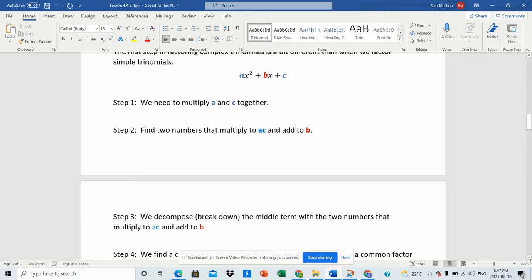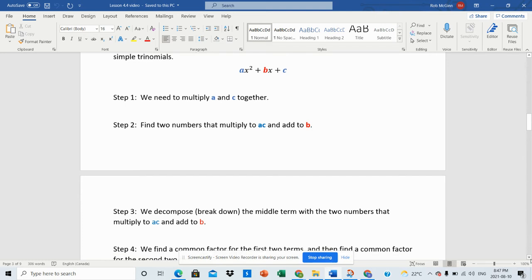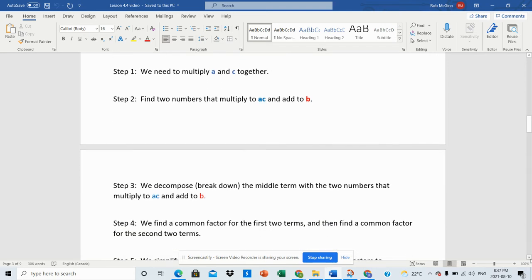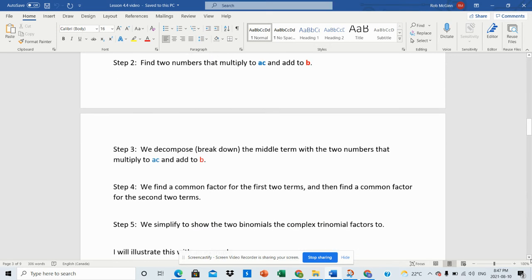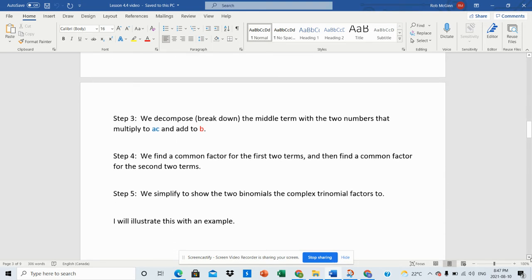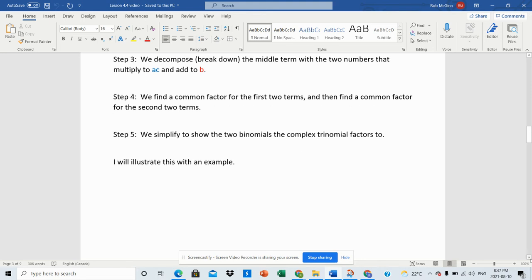Step 3 is we're going to decompose, or break down, the middle term with the two numbers that multiply to ac and add to b. So what we found in step 2, we're going to use to break our middle term down. Step 4, we're then going to find a common factor for the first two terms, and then find a common factor for the second two terms. And then finally, we'll simplify to show the two binomials that the complex trinomial factors into. So let's see an example so this makes a little bit of sense.